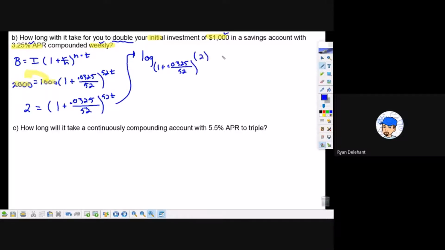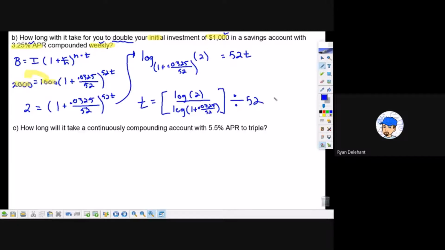goes in here because remember we're solving for the power. So power ends up by itself. So that means I'm going to do two simplifications in once here. I'm going to write this with change of base. I know I want to do that first. So this is log of 2 over the log of 1 plus 0.0325 over 52.